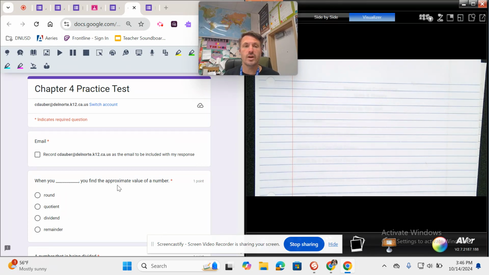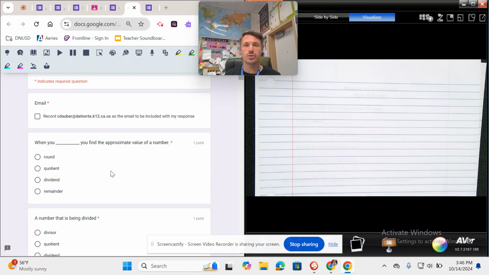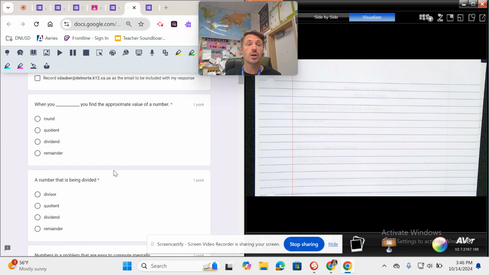Okay, so here's the first question. We won't need our scratch paper on this first question, actually on the first few, because they're all vocabulary questions. This first one says, when you blank, you find the approximate value of a number. Remember, the word approximate means around the same as. So when you blank, you find the approximate value of a number.